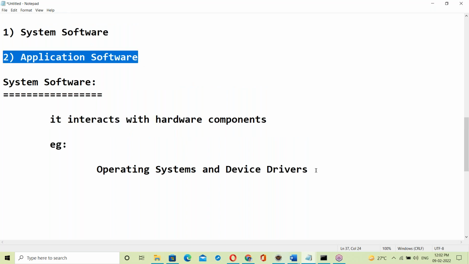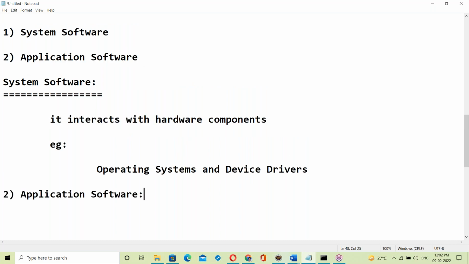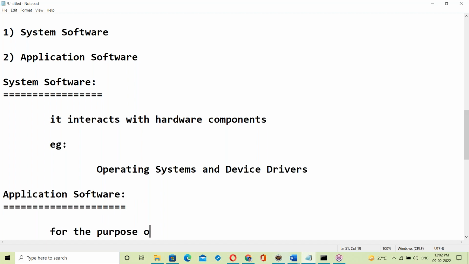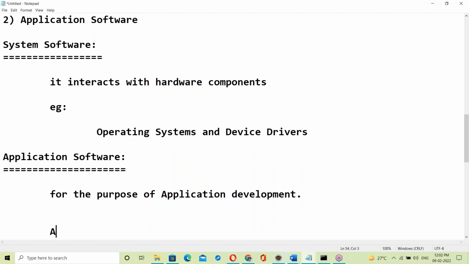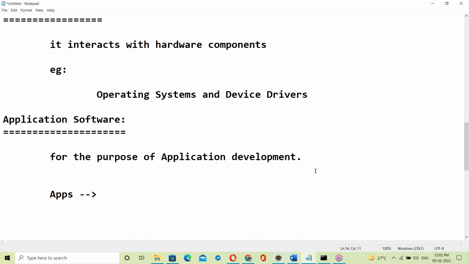Now, what is application software? Application software is for the purpose of application development. There are different apps we are using in our daily life.